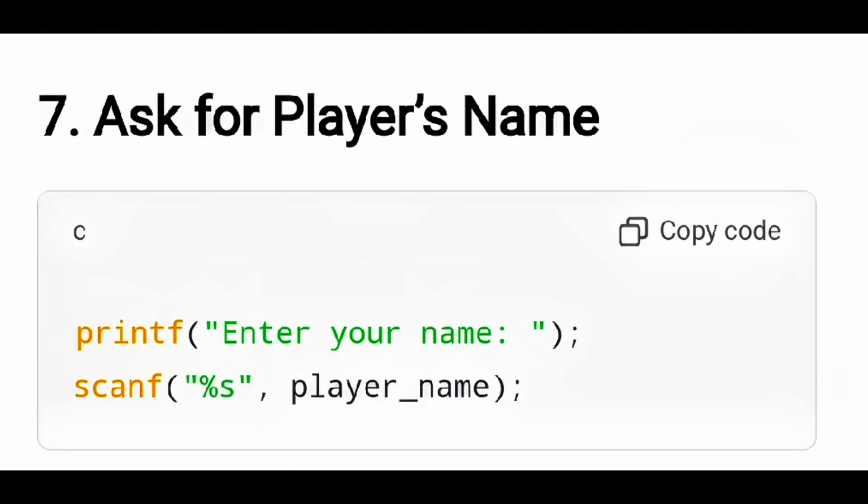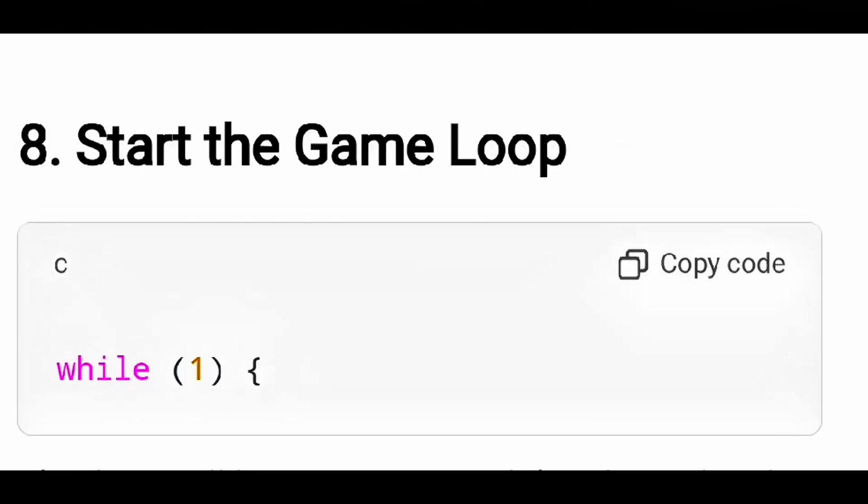Seventh one is we ask for the player's name, and here we use printf and scanf functions, and we ask the player to type their name and store it. Eighth one is to start the game loop, and we use while. This loop will keep running until the player decides to quit by typing 0.